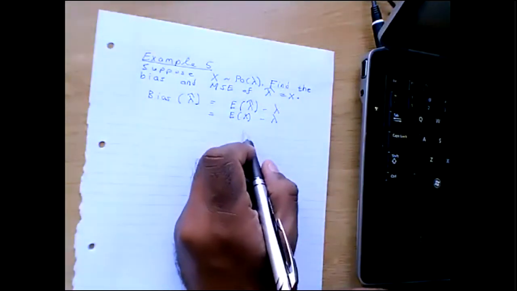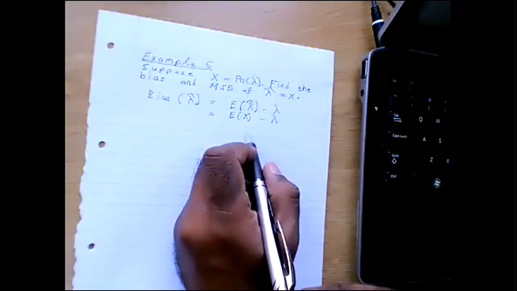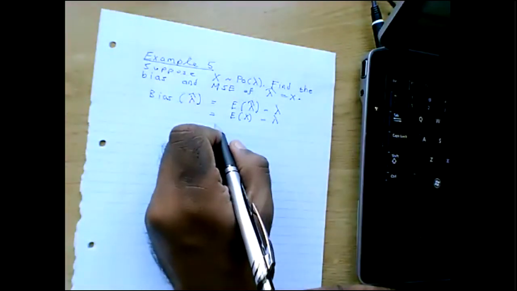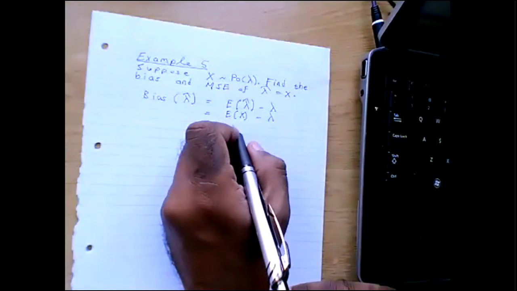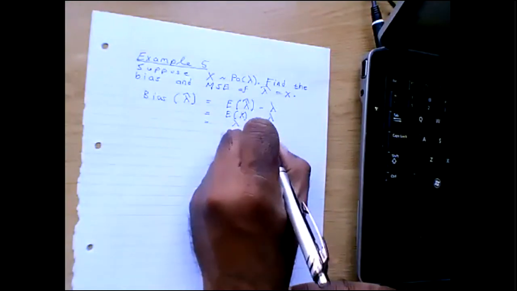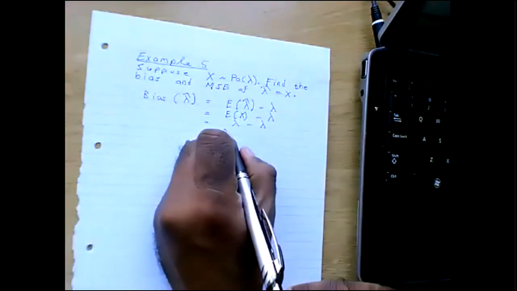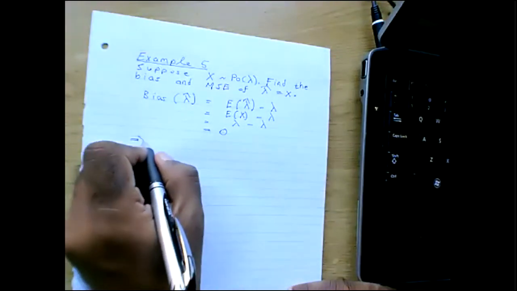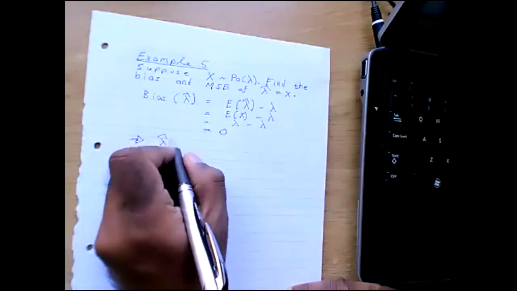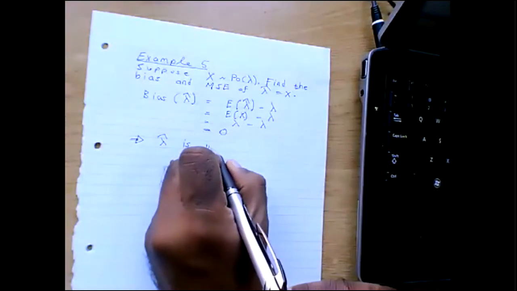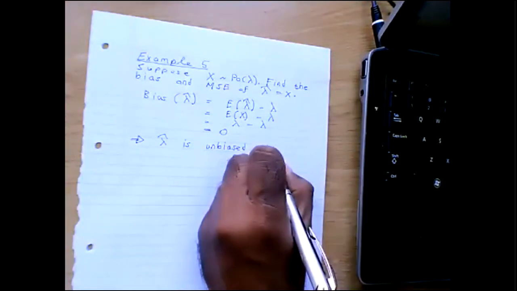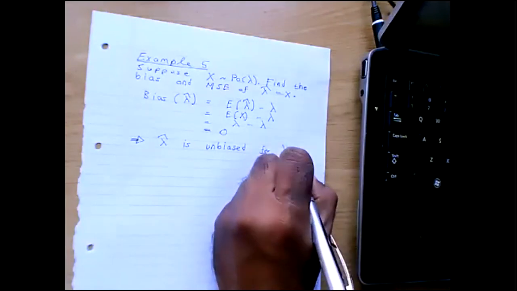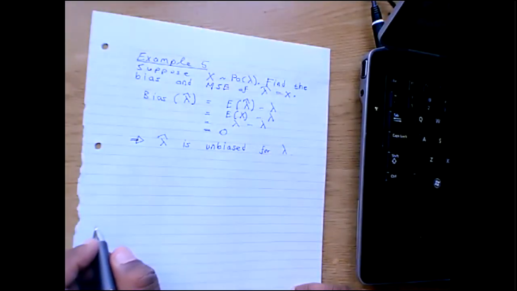Now, I'm sure you guys know for a Poisson variable, the expectation of a Poisson is lambda. So this is 0. So this implies that lambda hat is unbiased for lambda. Remember, an estimator is unbiased if its bias is 0.